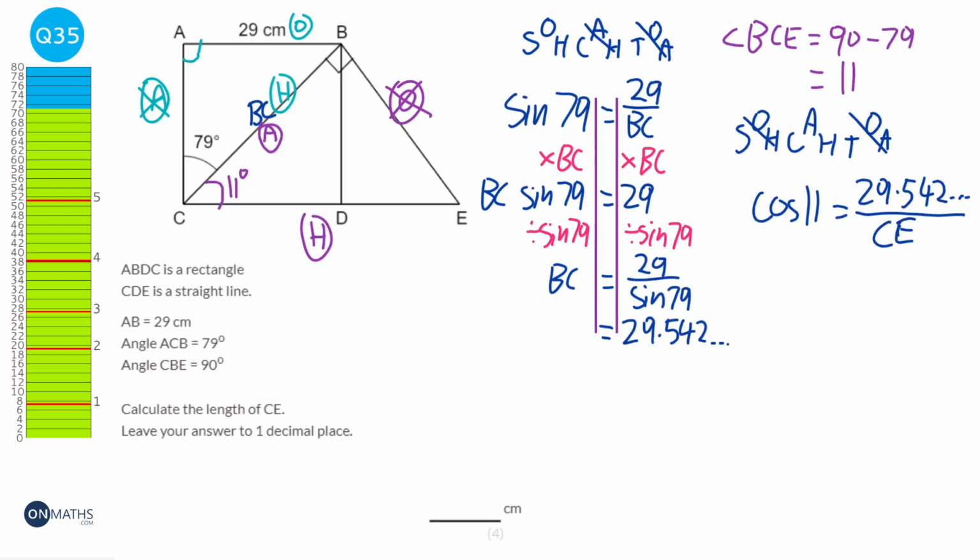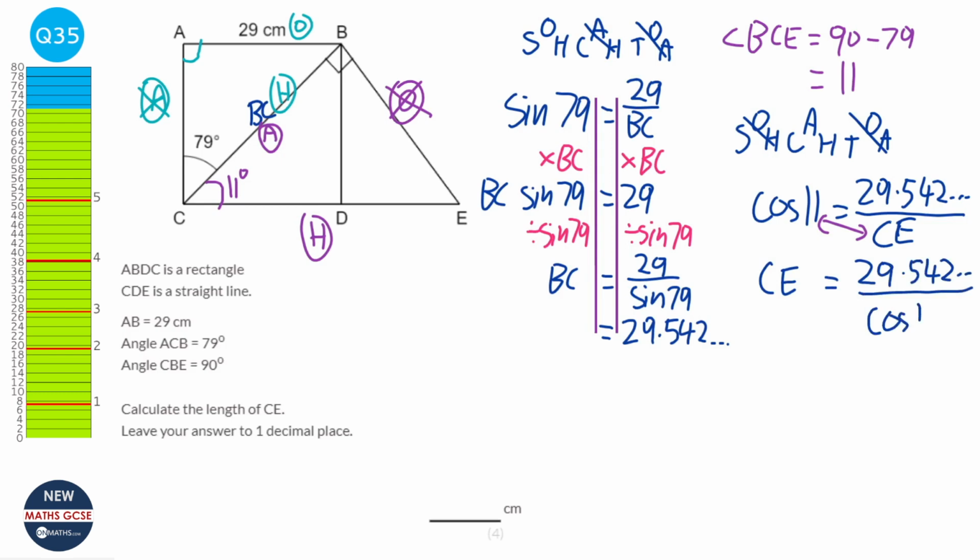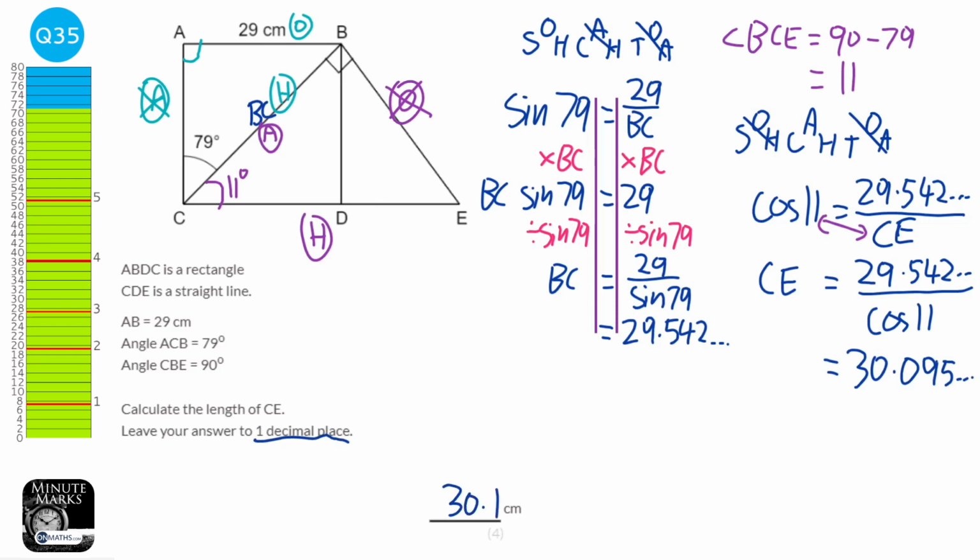Now hopefully you've realised from when we did it with the sine thing here, that actually we can just swap these two things over. So we can have it as CE equals 29.542 blah blah blah over cos 11. Okay, then we put that into our calculator and we get the answer of 30.095 blah blah blah, and it wants it to one decimal place, so that will be 30.1.